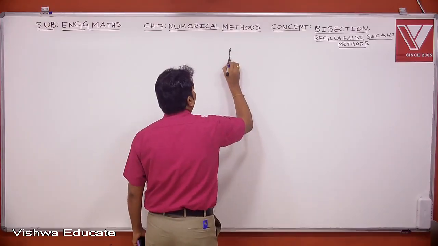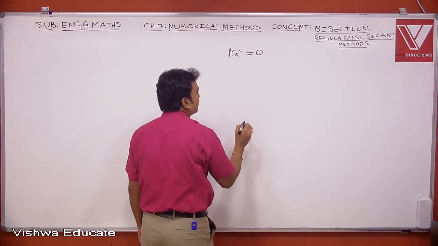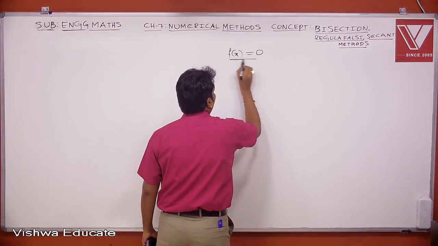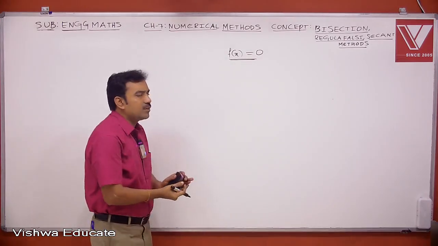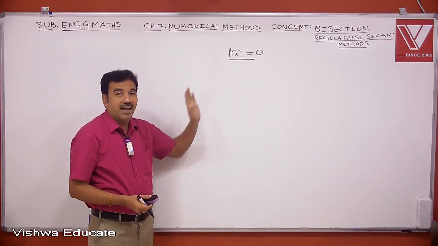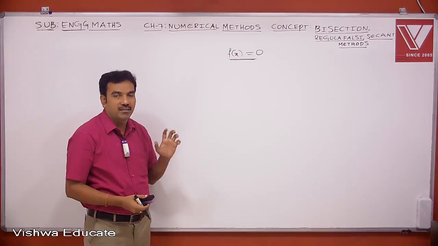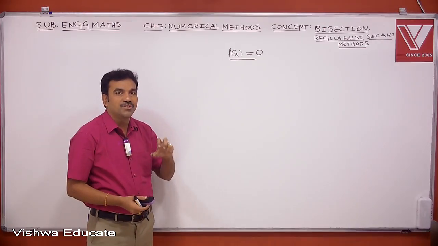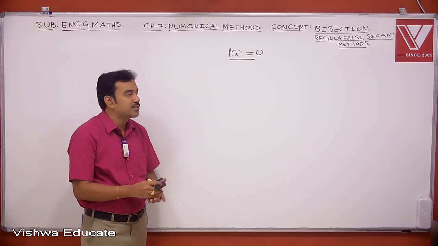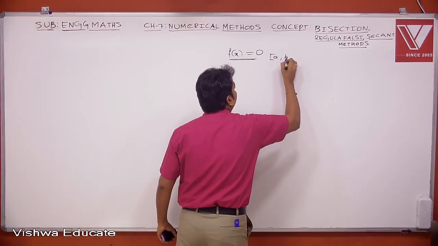See, we have a function f of x equal to 0, this is my equation. Now I need to find the root of this equation. Before finding the root of this equation, I must have some assurance that the root belongs to a specific interval, right? If I guess that the root belongs to this interval, then I may go for approximations. So here my interval is closed interval a comma b.